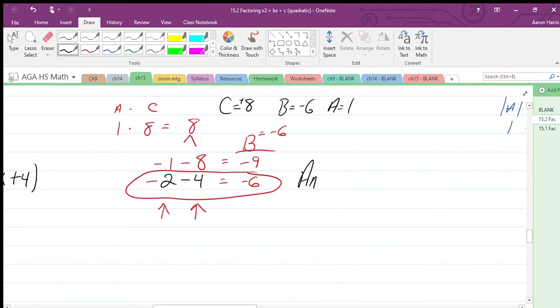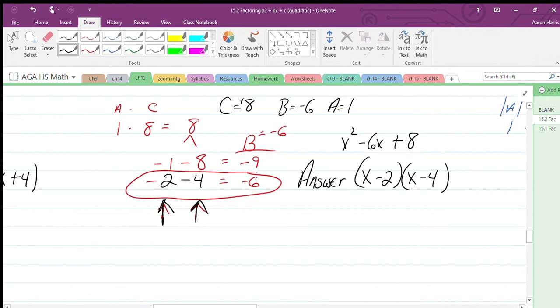So what is my answer? Well, my answer, I write 2 parentheses. What goes in the first term in each parentheses? X. Good job. No matter what, just put X. Then I write what? The 2 factors that I found to equal B. So negative 2, negative 4. So x squared minus 6x plus 8 when factored is x minus 2 and x minus 4.